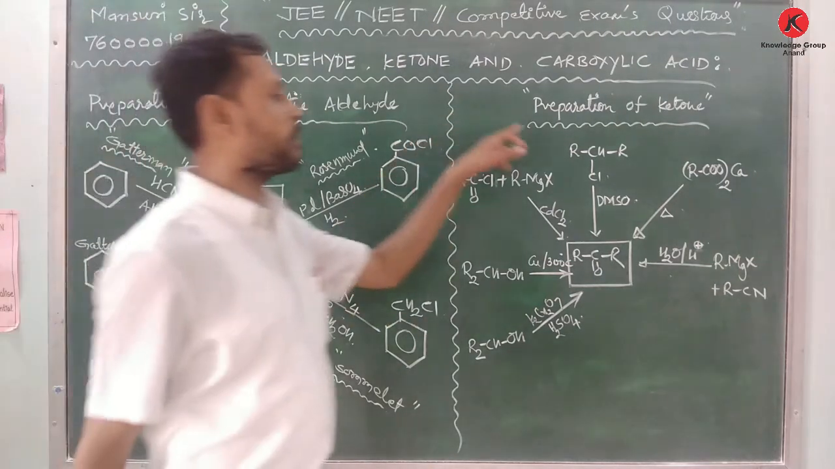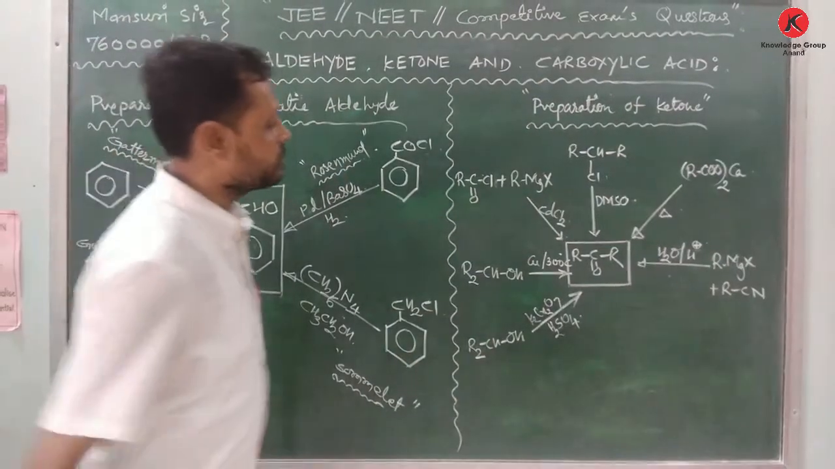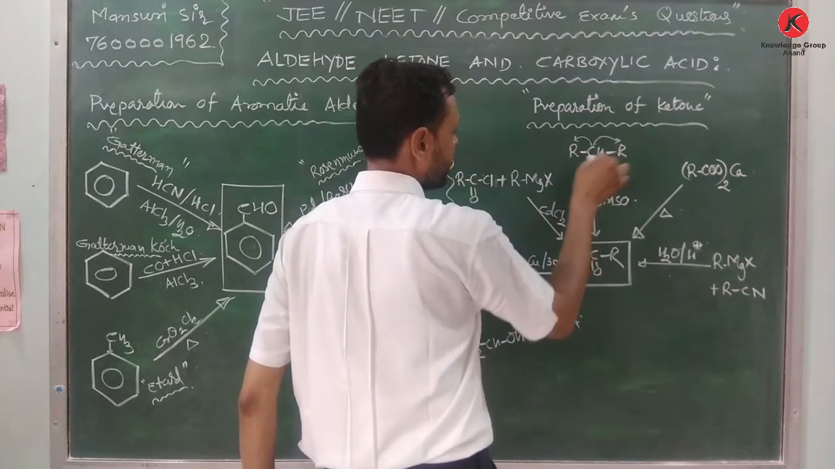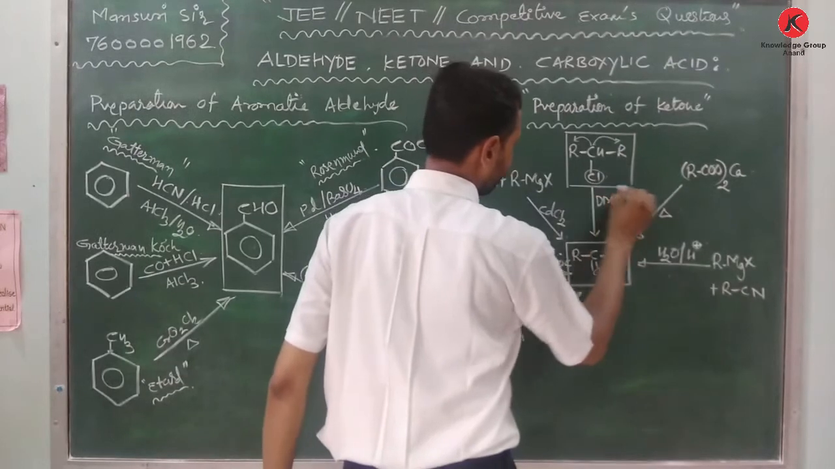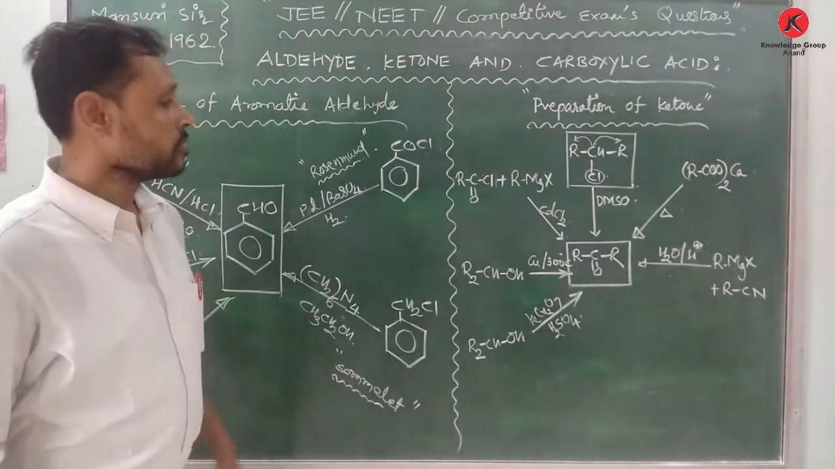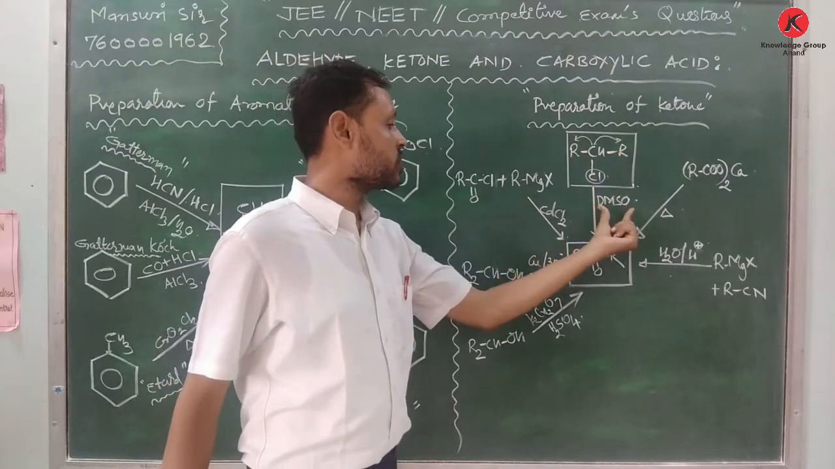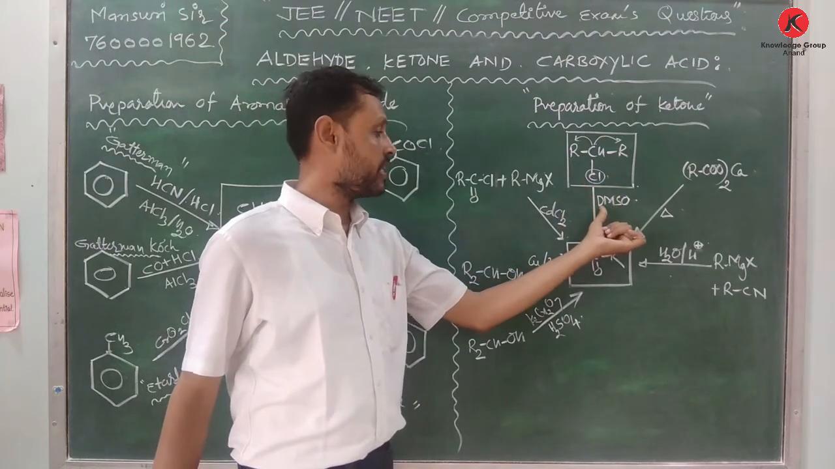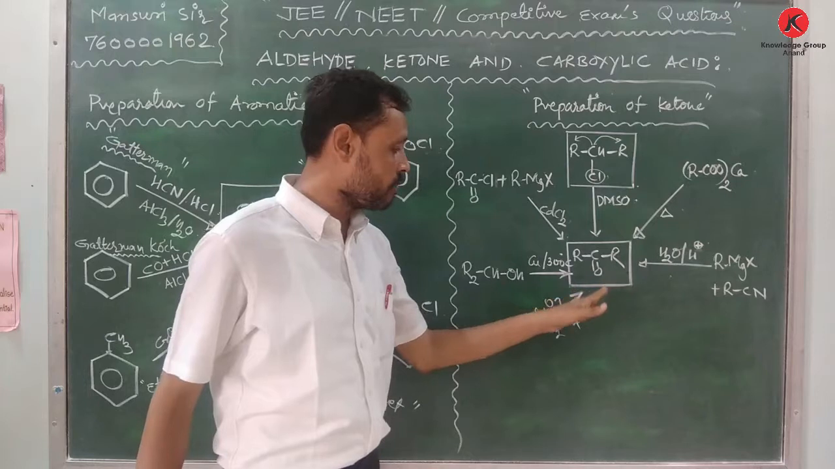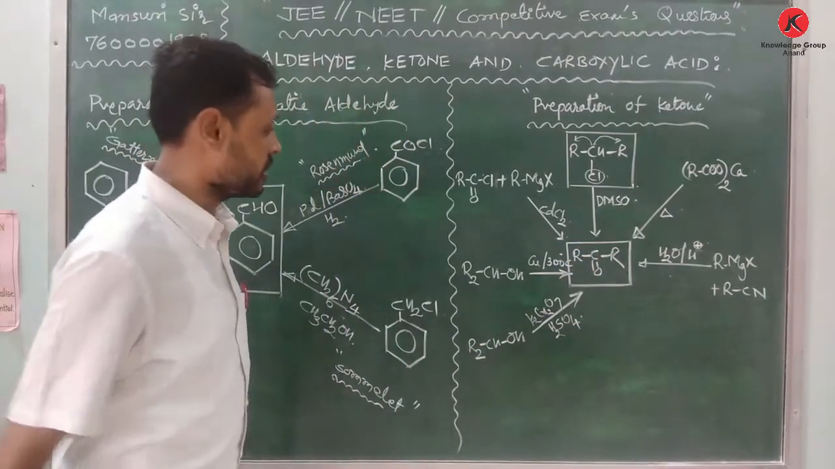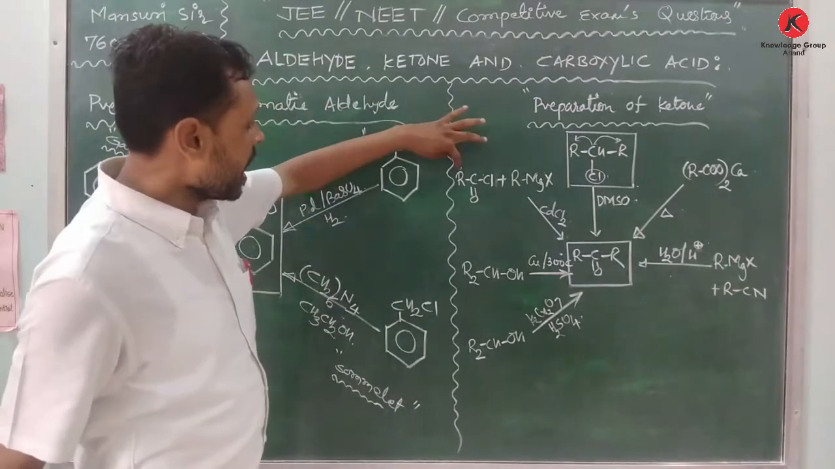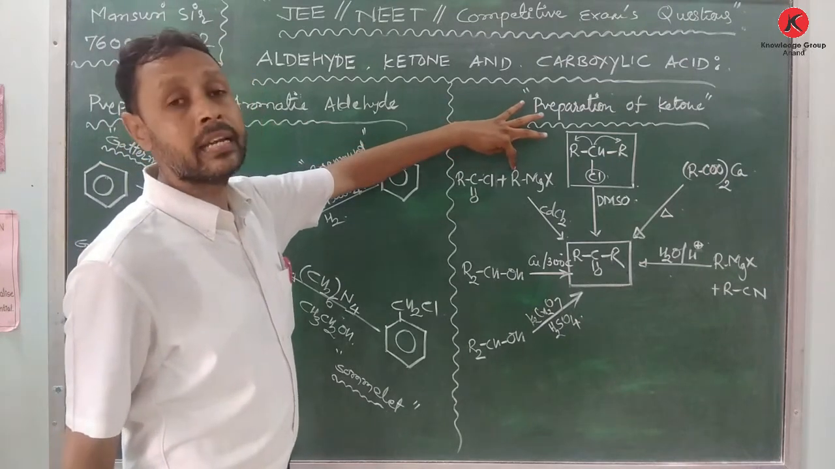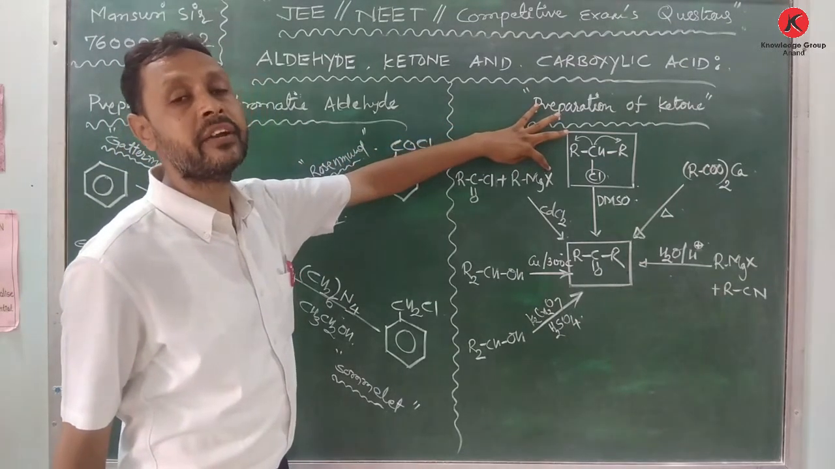Now we are moving to preparation of ketones. We can say that here the halide containing carbon is attached to two more carbons. That means this is your secondary halide. Now, secondary halide when reacts with dimethyl sulfoxide forms ketone. This is the first reaction. Thereafter, when RCOCl, that means acyl chloride, reacts with alkyl magnesium halide, that means Grignard reactant.